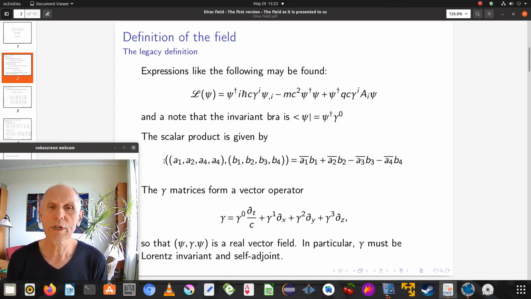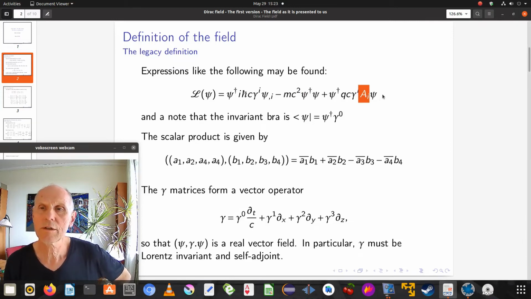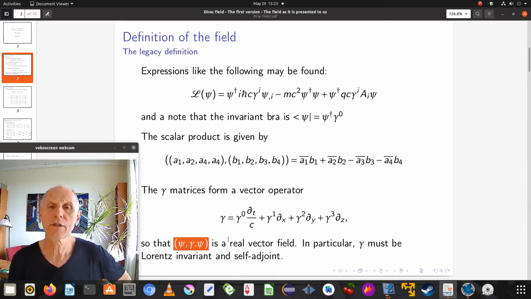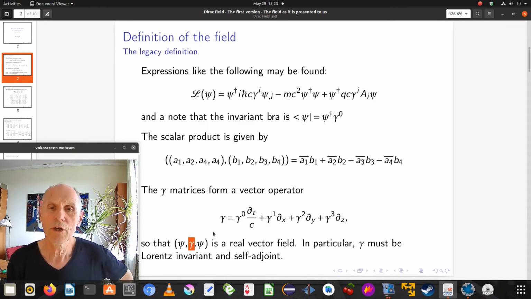That we actually work in this vector space. Then this is just the scalar product. And if we take A out from here, then this should be a real vector field. Therefore, the gamma vector needs to consist of self-adjoint matrices. And of course it must be Lorentz invariant, but I presume you already know all about that.